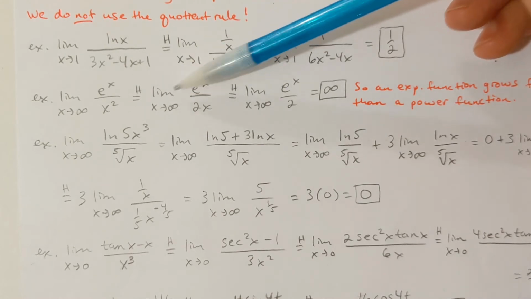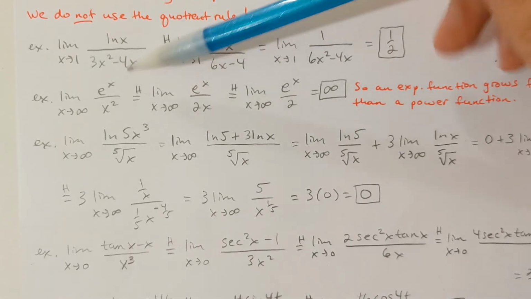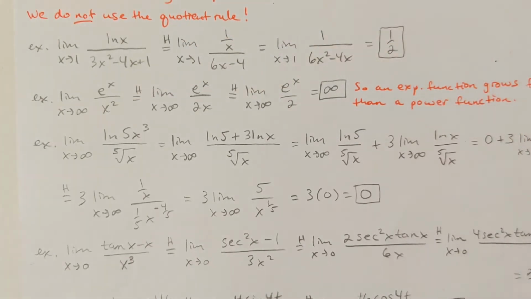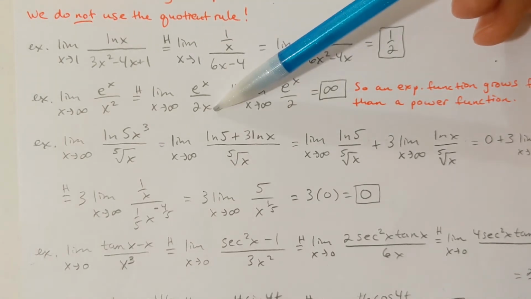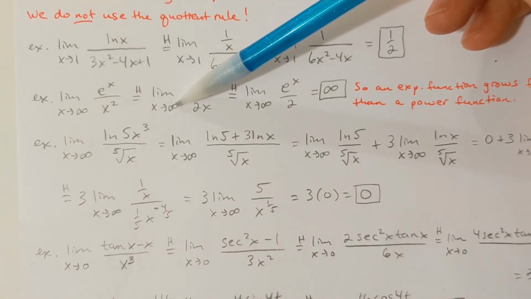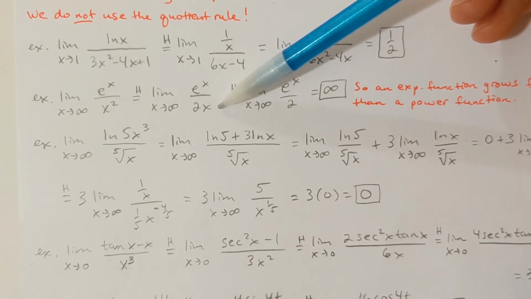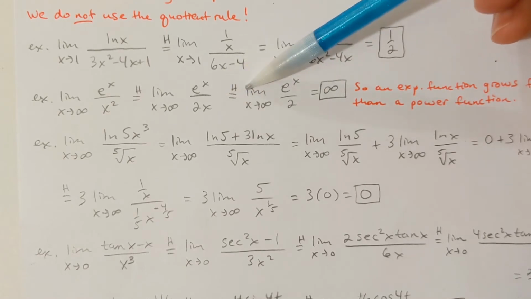So you got the limit as x approaches infinity of the derivative of the top, which is e to the x, divided by the derivative of the bottom. That'd be 2x. Now, I am still in indeterminate form, right? X is growing without a bound, so e to the x and 2x would also be growing without a bound. I'm still in the form infinity over infinity. So I can use L'Hopital's rule again.